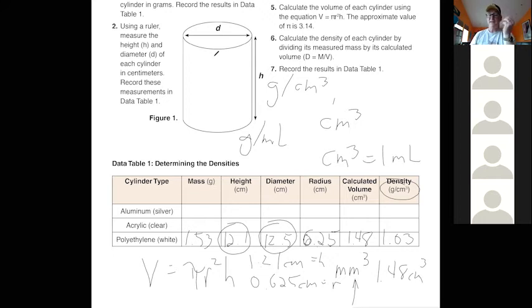The given density of aluminum is around 2.7 grams per centimeters cubed. So you should get somewhere between like 2.5 and 3.5. If you get anywhere in between there, you're doing great. Right, so everyone's fairly clear on how to do that one?